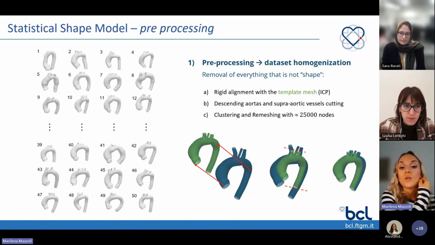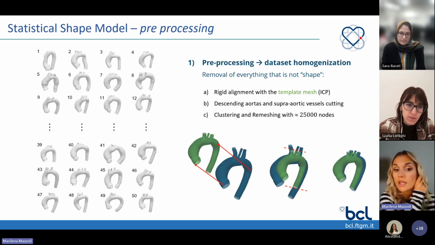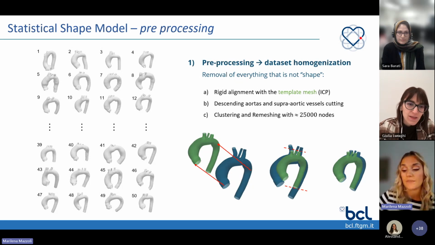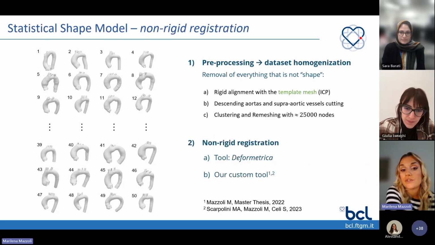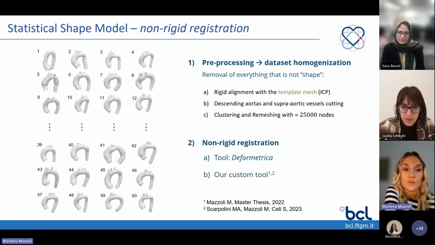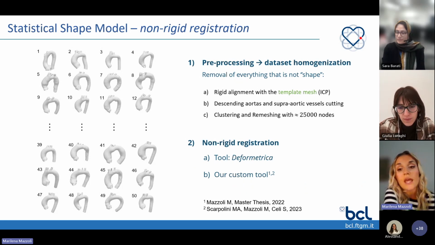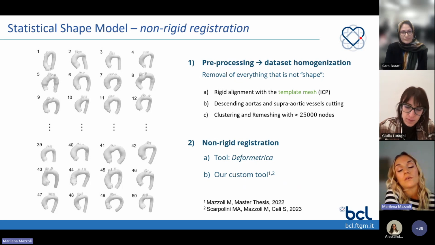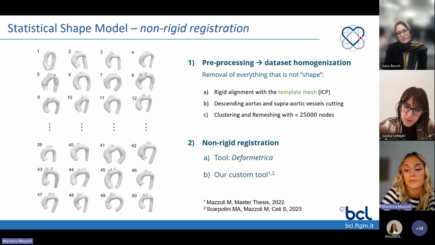First of all, we made a rigid alignment of all the target meshes on the template one through iterative closest point. We cut the edges in order to homogenize the lengths, and then with the clustering and remeshing, we tried to achieve roughly the same resolution on all the meshes. Then, for the non-rigid registration, we first tried Deformetrica, which is the most used tool for the non-rigid registration, and then we decided to write our own algorithm.